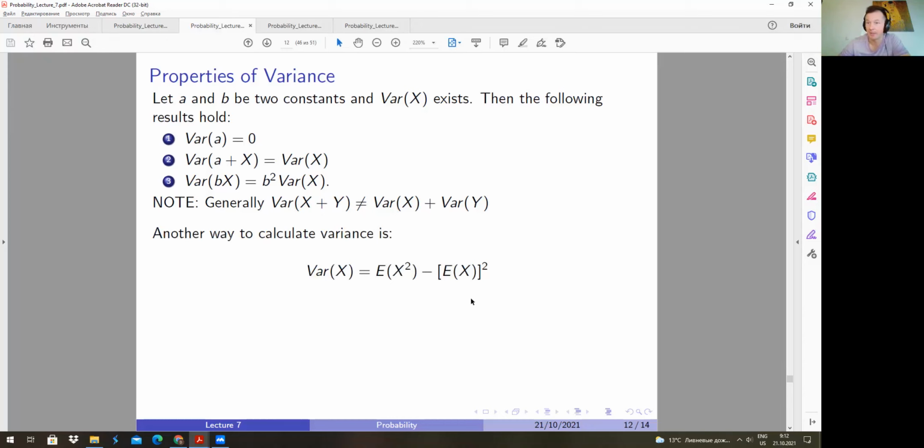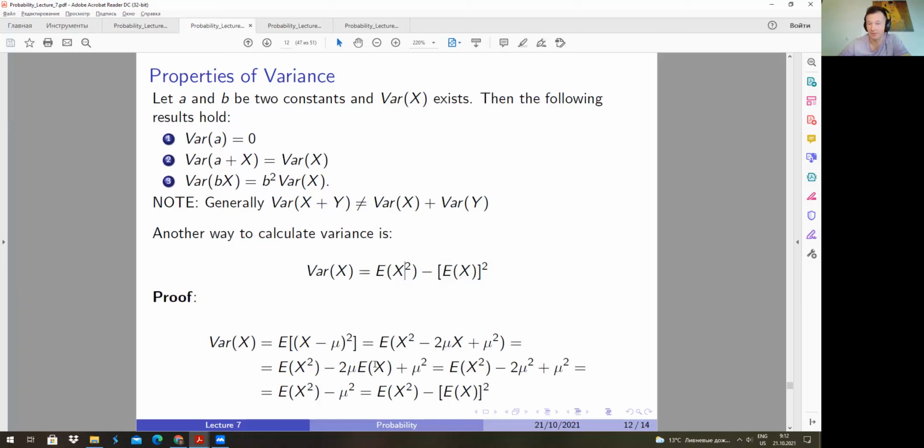And there is another way to calculate variance. We can calculate the same variance applying this formula: the expectation of x squared minus the expectation squared. That's what I showed you, that they are not equal to each other. The expectation of a transformation and the transformation of an expectation are not equal. So now we apply both.